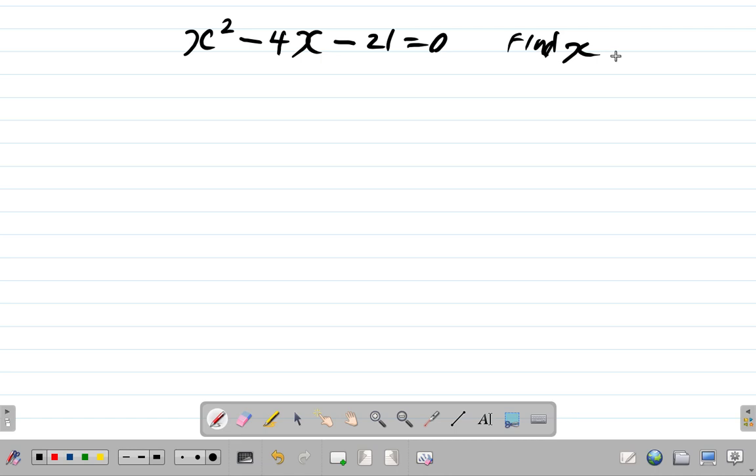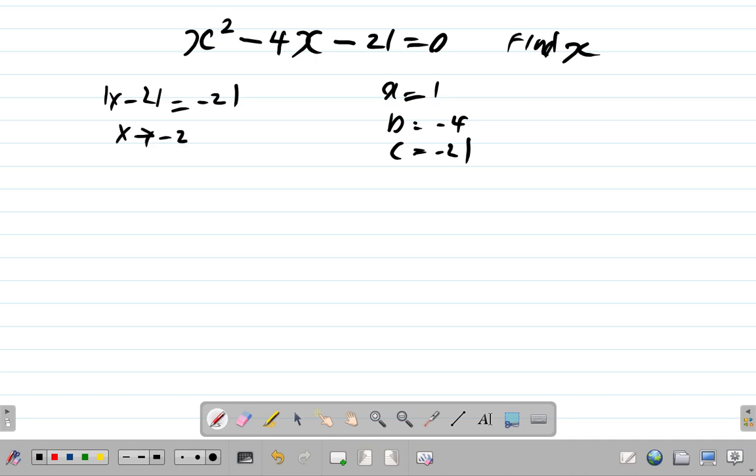You could use factorization too. Maybe we try factorization. You have the AC method. Alright? You have to remember your factorization. First of all, A is 1, B is negative 4, C is negative 21. We go fast with the AC method here. Multiply A by C: 1 times negative 21 gives you negative 21. You must find two numbers that multiply and give you negative 21, and they add and give you the middle number, negative 4.